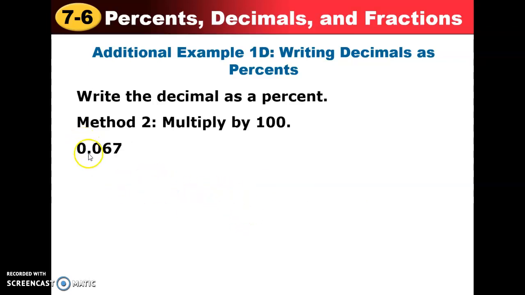All right, let's take a look at this one. We have 0.067. Move our decimal 2 spots to the right, and we get 6.7%.